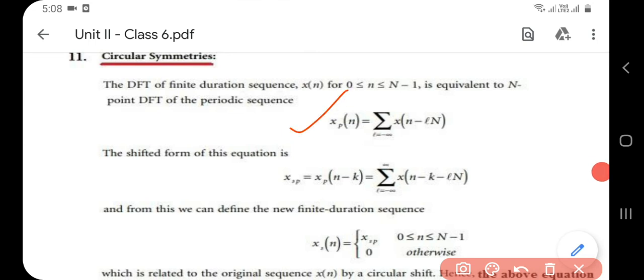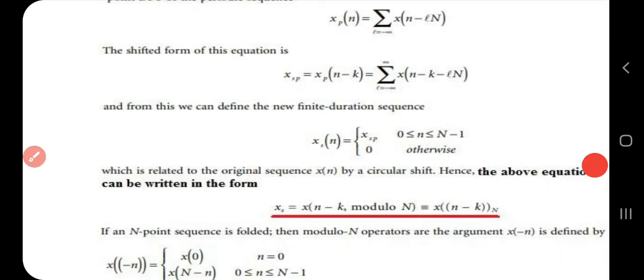Now suppose that a shift is applied, then that x of p will become x of sp, where s stands for shift and p stands for periodic. So x_sp is actually the shifted periodic sequence, and that will be given by x_p of n minus k, or it's equal to summation over l from minus infinity to plus infinity x of n minus k minus lN. Now from this we can define a new sequence which is of finite duration given by x_s of n equal to x_sp, that is the shifted periodic sequence, with n ranging from 0 to N minus 1, and it will be 0 otherwise.